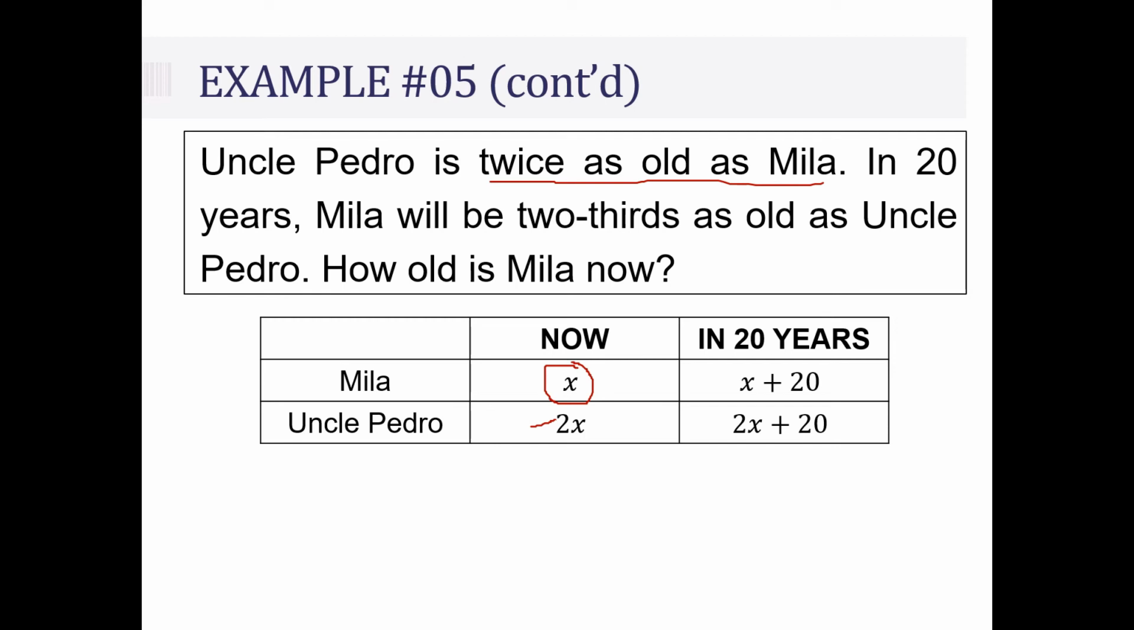Ibig sabihin, from their age now, magdadagdag tayo ng 20 years. Kaya ito yung nandito. Yung age ni Mila in 20 years, we have X plus 20. At yung age ni Uncle Pedro in 20 years is 2X plus 20. Now we are ready to solve.